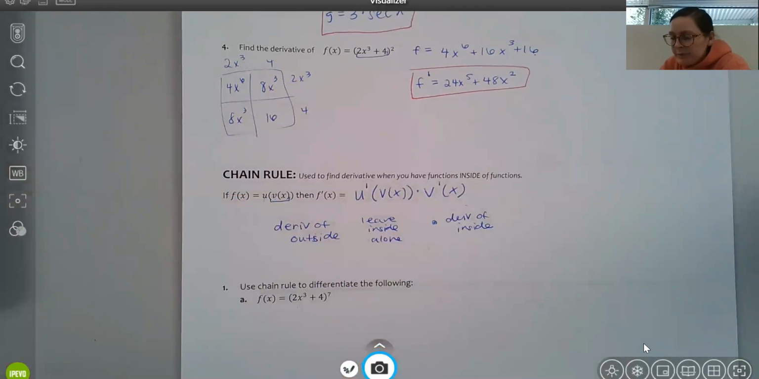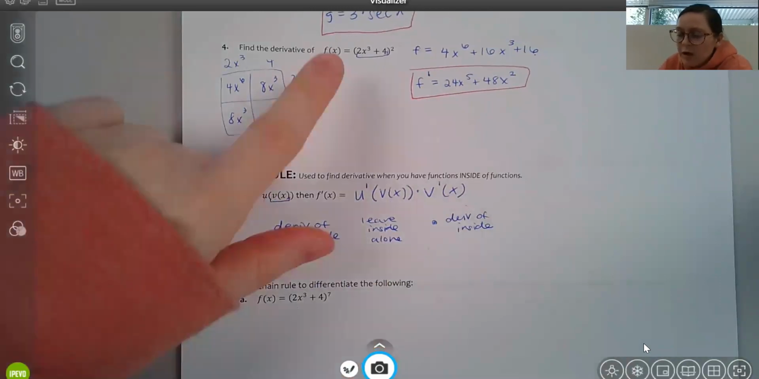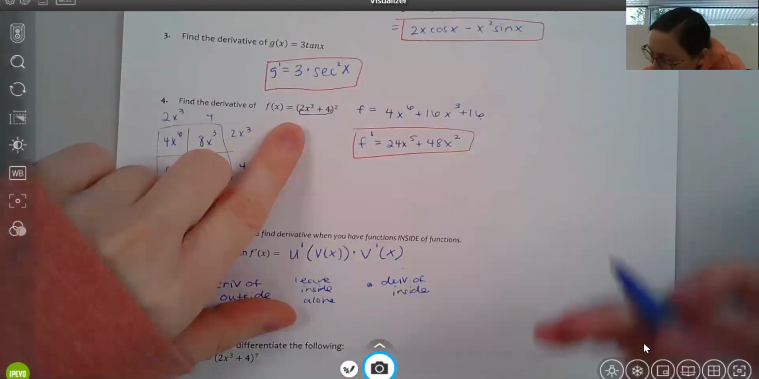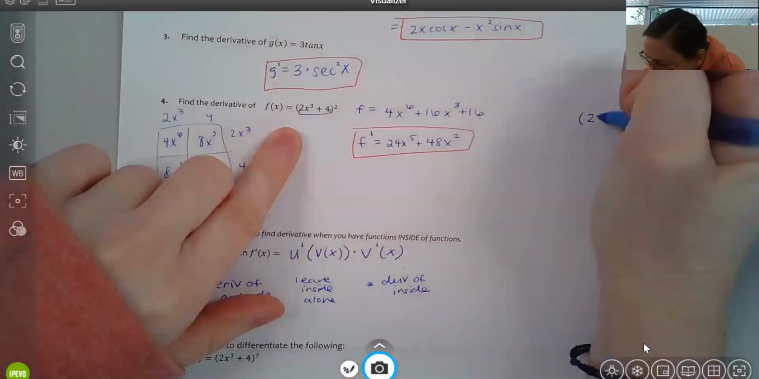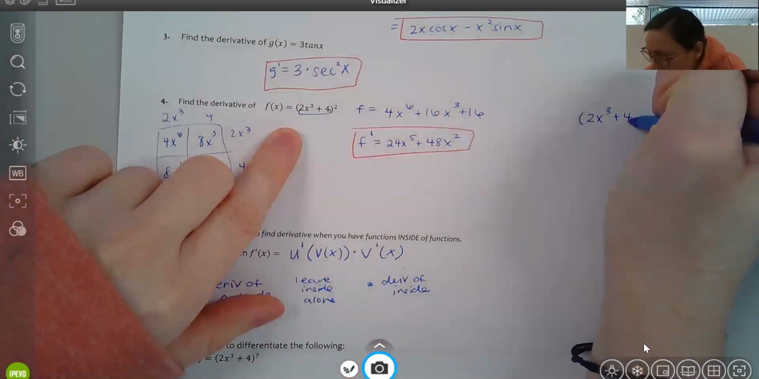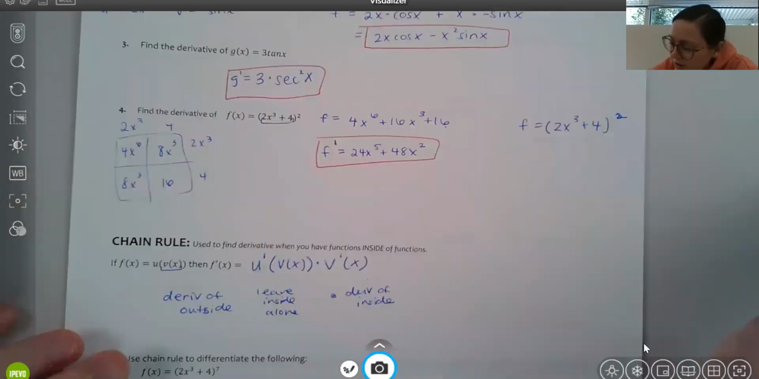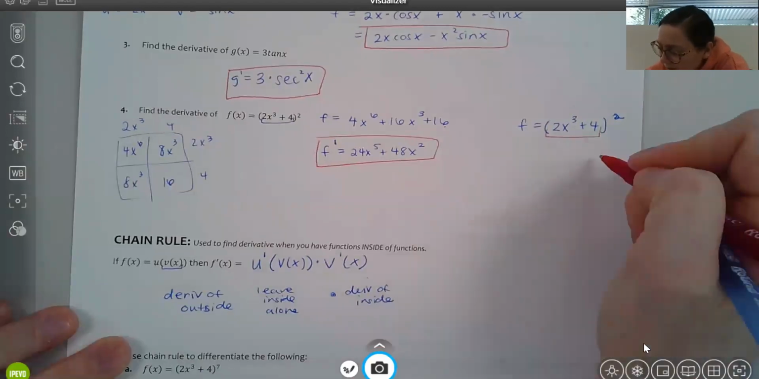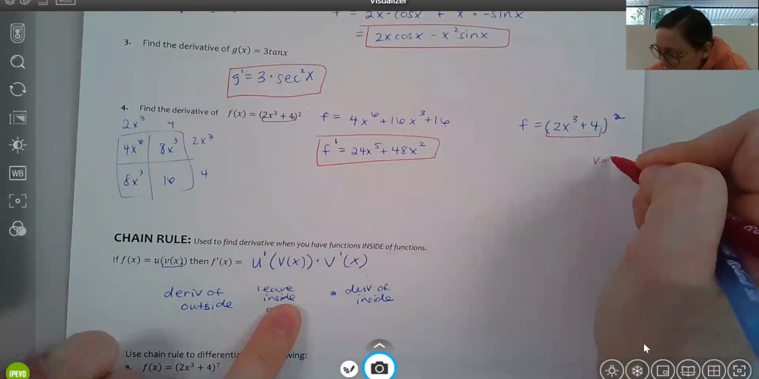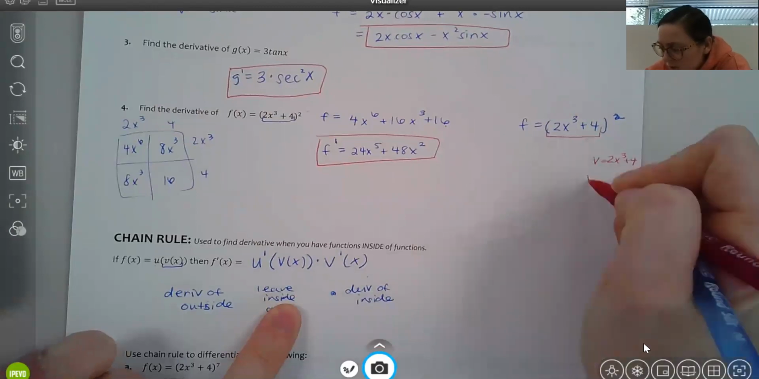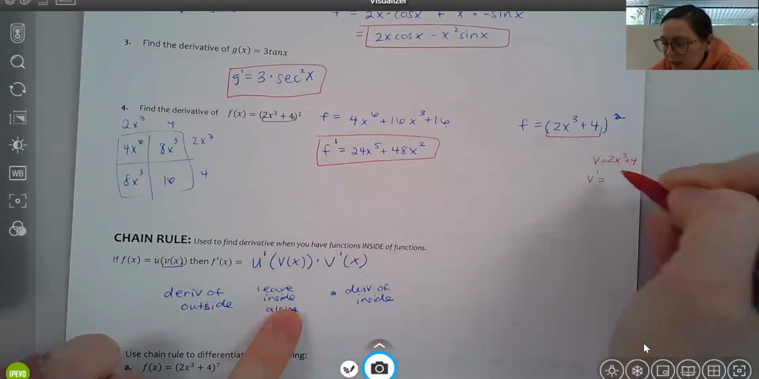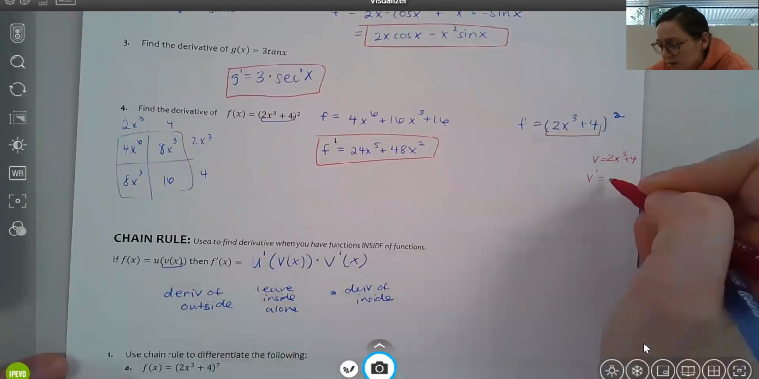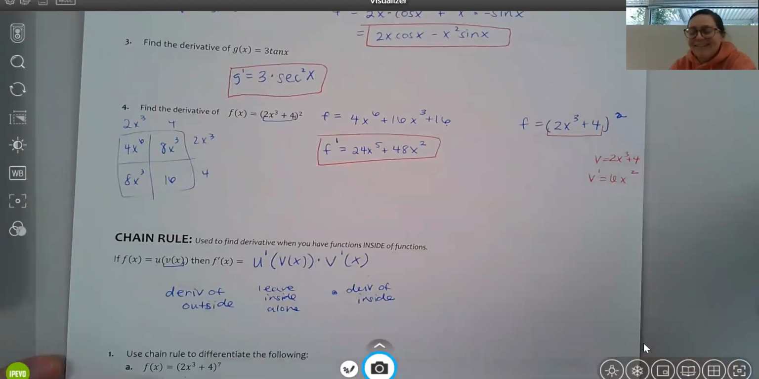So for an example, let's go back up to number 4 and use chain rule, and hopefully we get the same answer. Here I'm going to rewrite it: 2x cubed plus 4, squared. This was my function. My inside function is this guy right here. If it makes you feel better to label v as your inside, that would be 2x cubed plus 4. Take the derivative to get the derivative of the inside. The derivative of 2x cubed plus 4 is 6x squared. I almost just said 8x squared.